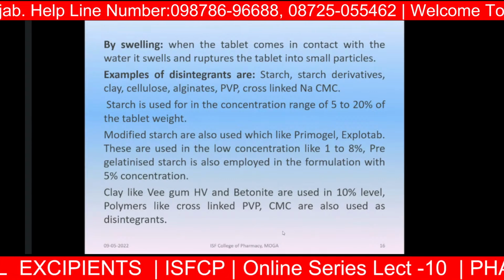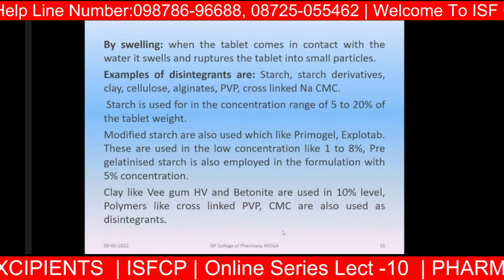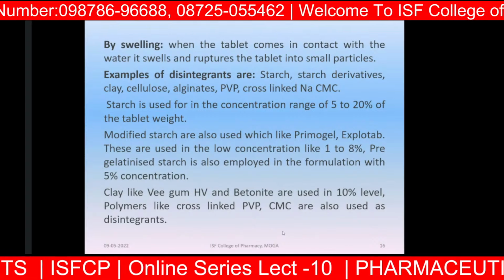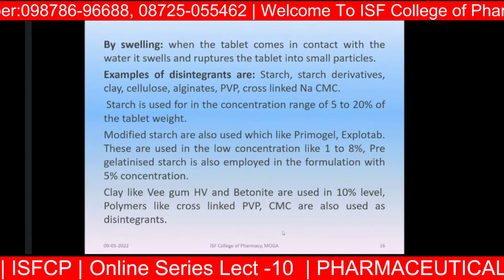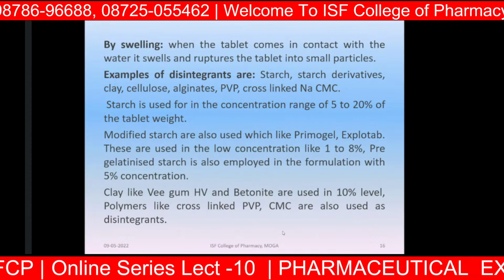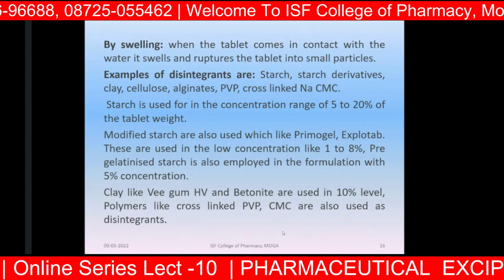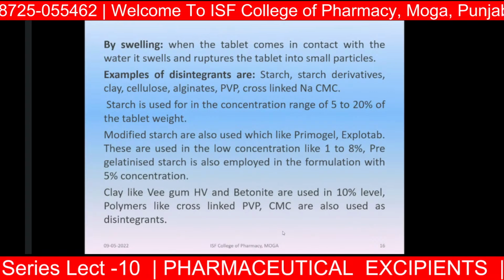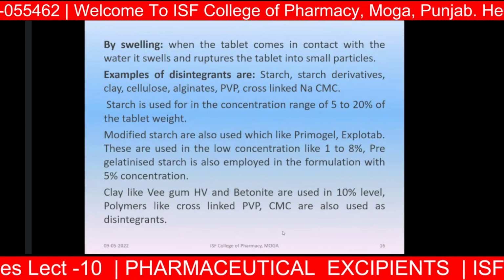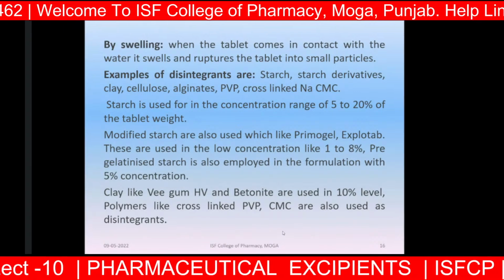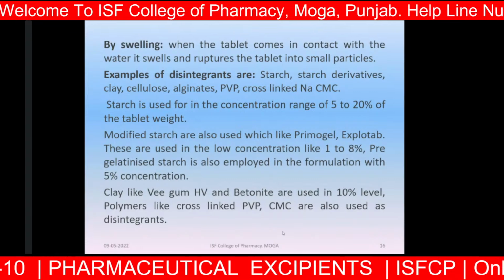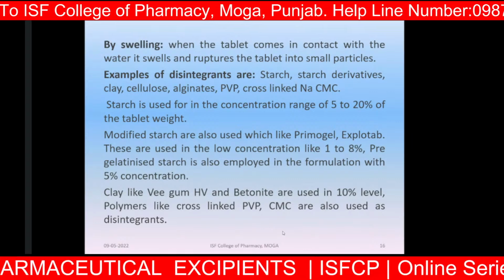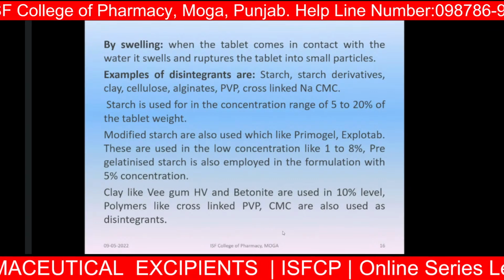Basically, starch is used in a concentration of 5 to 20% of the tablet weight, and modified starches like Primogel and Explotab are also used. These are used in low concentrations, like 1 to 8%. Pregelatinized starch is also employed in the formulation at 5% concentration. Clays like Veegum HV and bentonite are used at a 10% level.